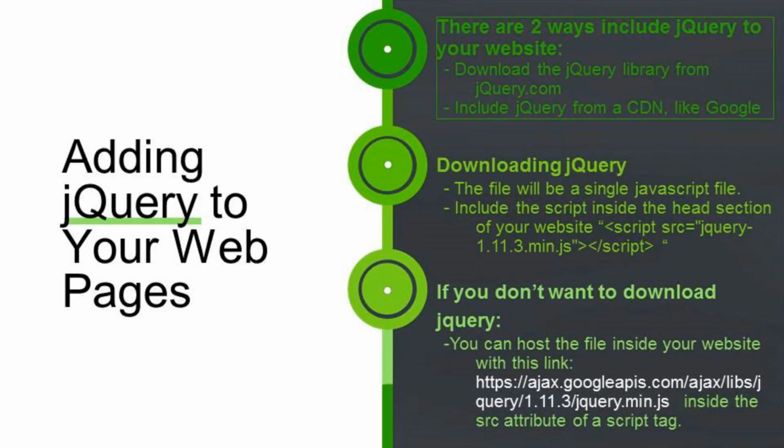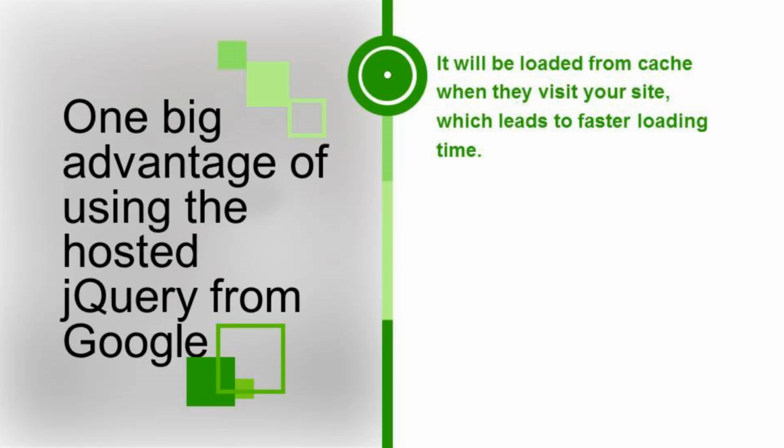Also, if you don't want to download it, like I said, you can directly use this Google link as well. If you don't want to download the file, you can use the Google version, which is at their website. And you can use this inside the src instead of the hard file on your computer. So if we go here, there's one big advantage of using the hosted jQuery from Google, the online version.